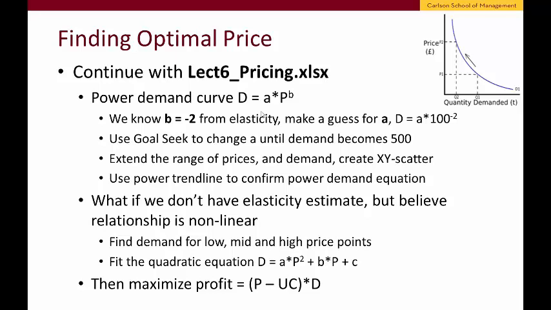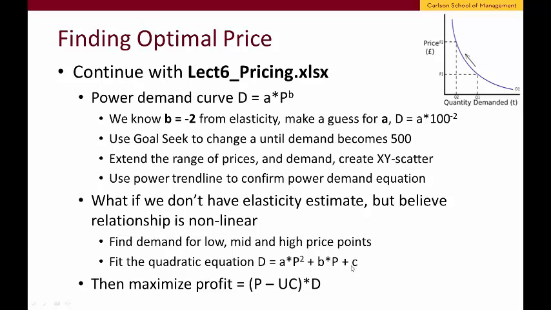When we don't know the elasticity of the curve, but believe that demand has a nonlinear relationship with price, which it pretty much always does, we typically use a polynomial relationship, such as a quadratic curve, shown here almost at the bottom of the slide: D is equal to A times P squared plus B times P plus C.